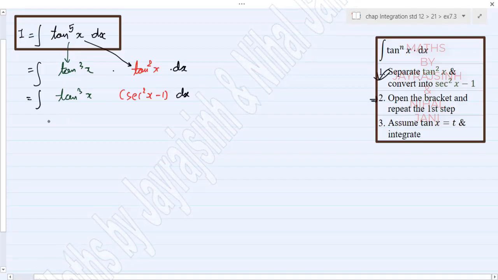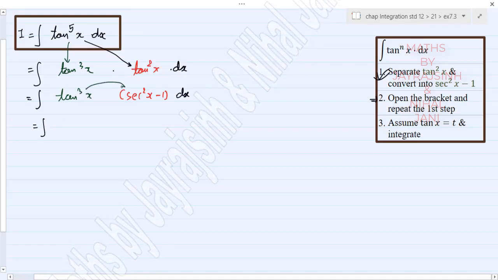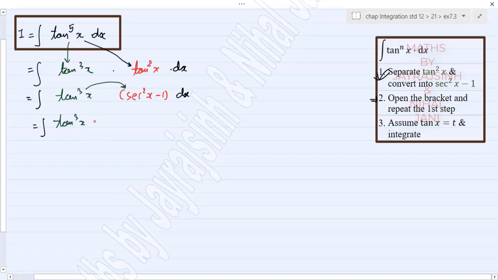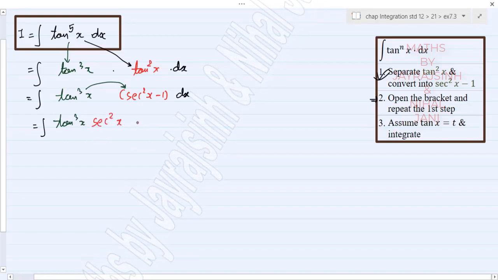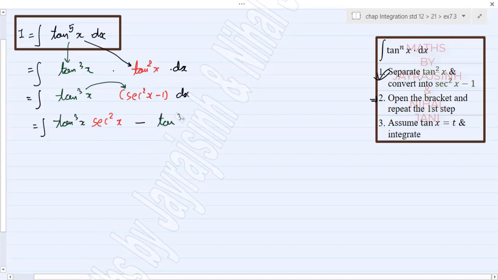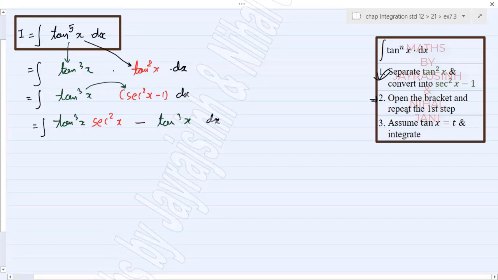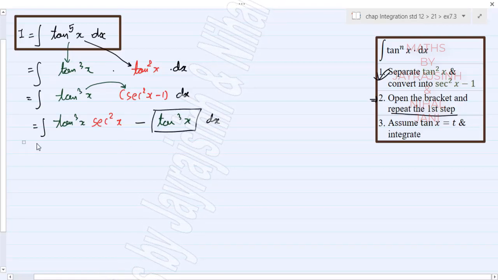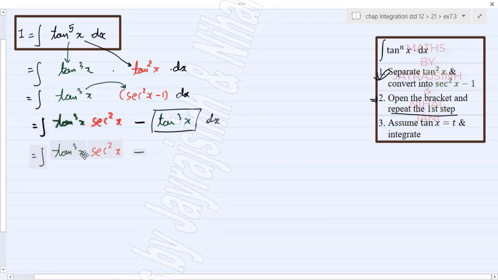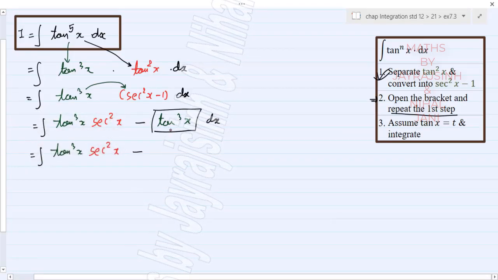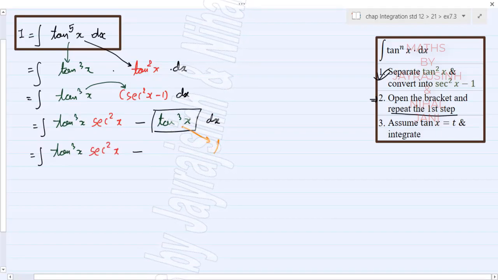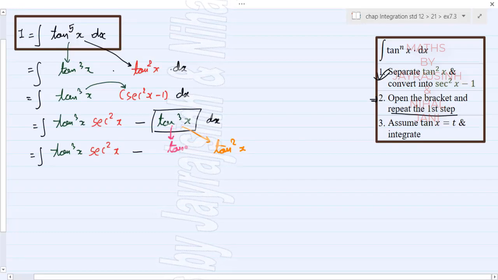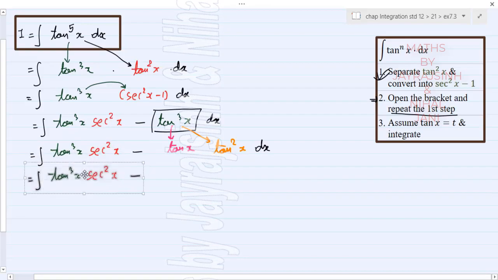Now let's move to the second step. Open the bracket. tan cube x into sec square x will be tan cube x into sec square x minus tan cube x. Okay. Now we have to repeat the first step for this tan cube x, or we can say the rest of the terms will be as it is. tan cube x will be split into tan square x and the remaining power is 1. Still your first term is as it is.